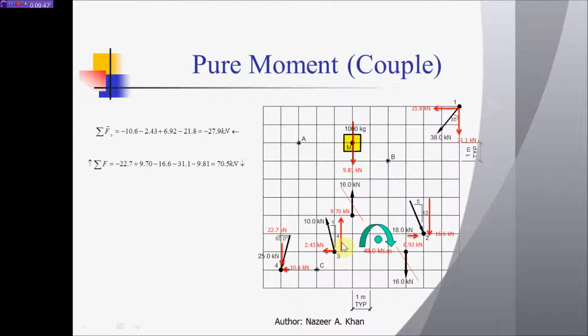This one will be a positive 9.70, and we're going to have 16.6 in a negative direction, and 31.1 in a negative direction, and then 9.81 in a negative direction. When we sum that, we're going to get 70.5 kilonewton meter, and that is in a negative direction. It'll be minus 70.5.